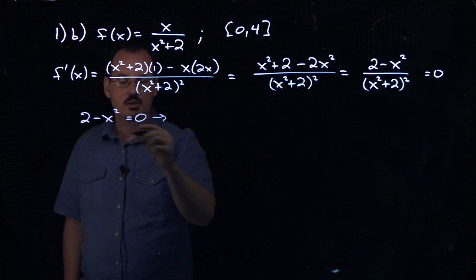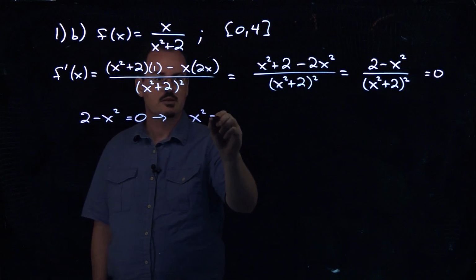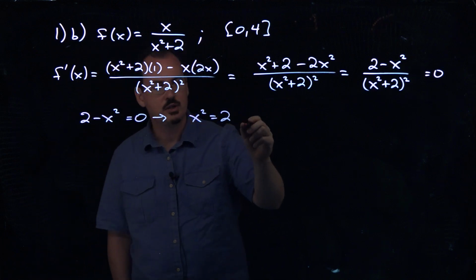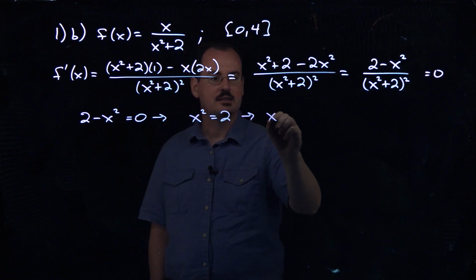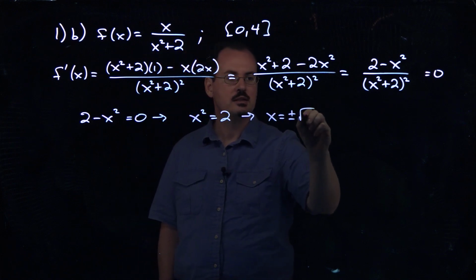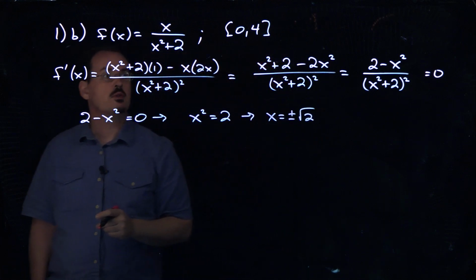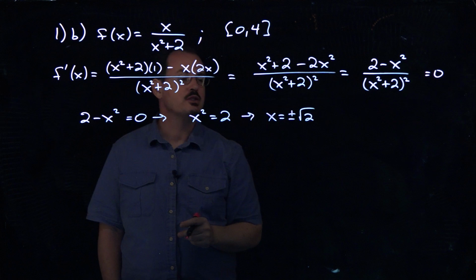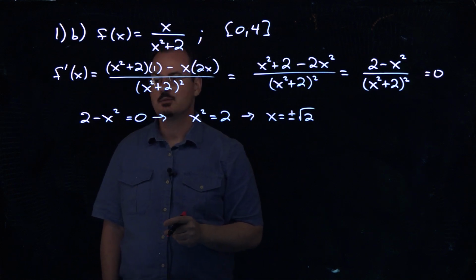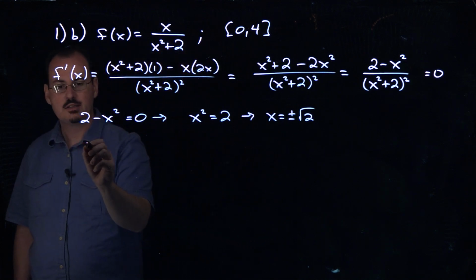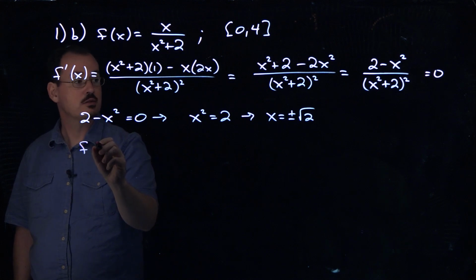So if I move that x squared to isolate it on one side, I'll get x squared is equal to 2. So that gives me two critical numbers. x is equal to plus or minus the square root of 2. Okay, so we've got numbers to plug into the original function to find the absolute minimum and absolute maximum values.